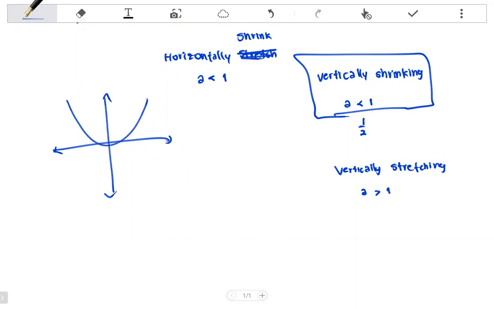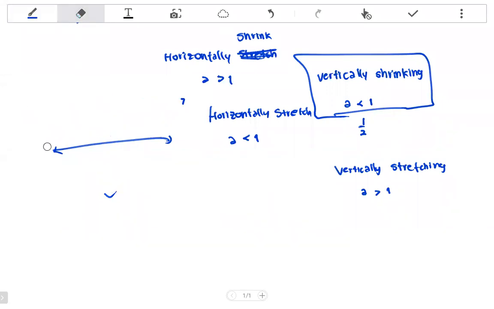If you have a function, and you horizontally stretch something so it gets longer on both sides, then horizontally stretching is a is less than 1. Wait, no, this is a is greater than 1, and this is a is less than 1. Wait, horizontally stretch is less than 1. My bad. So we have these 4 units now.